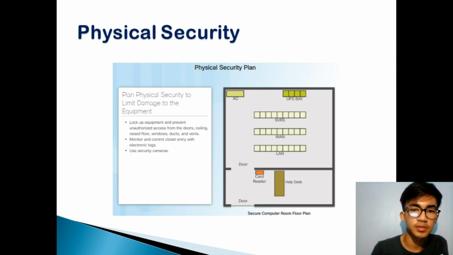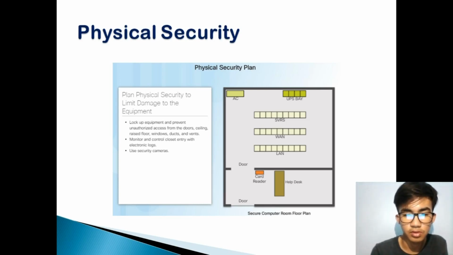So physical security. So this is the physical security plan. Plan physical security to limit damage to the equipment. Lock up equipment and prevent unauthorized access from the door, ceiling, raised floor, windows, ducts, and vents. So monitor and control closet entry with electronic logs and security cameras. So this is the physical security.